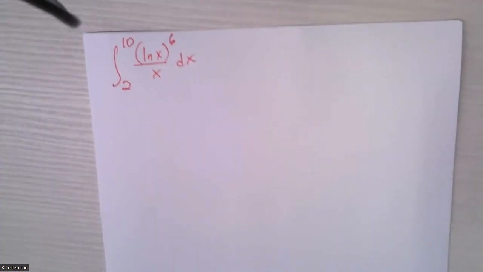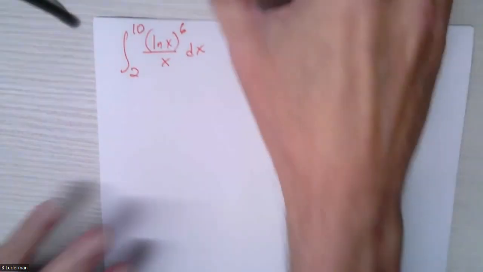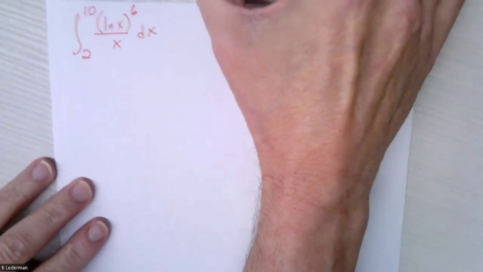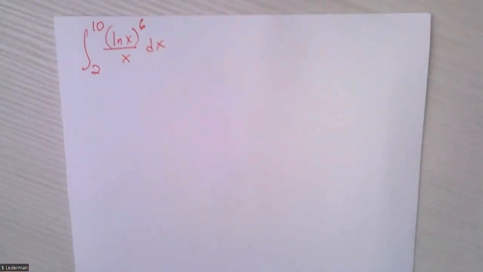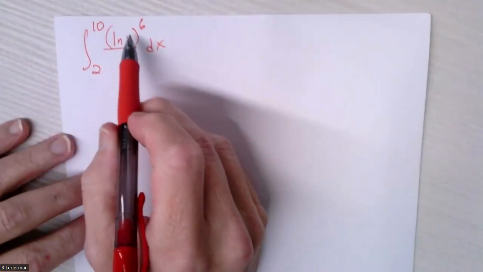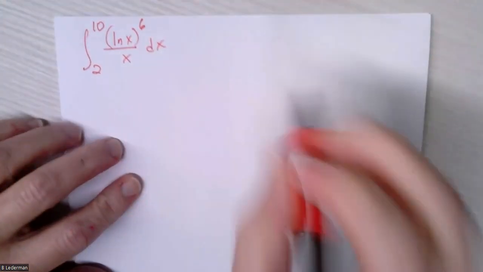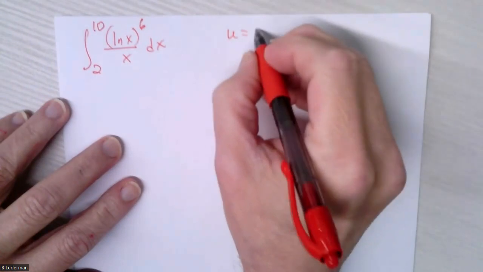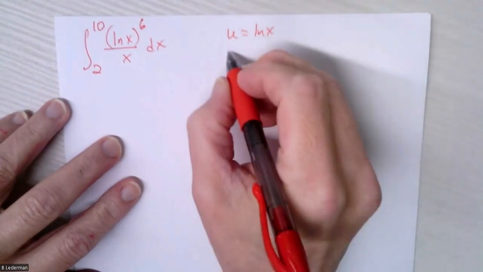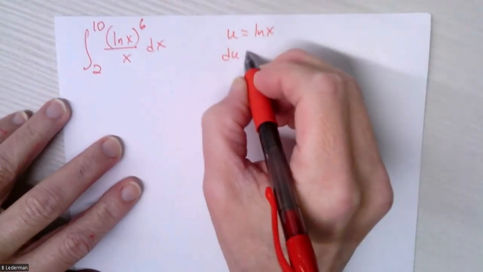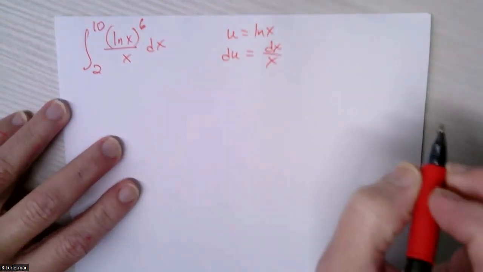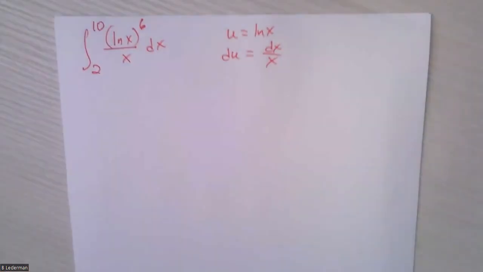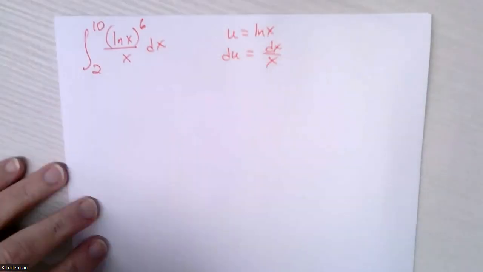Let's do the integral from 2 to 10 of (ln x)^6 over x. So I'm going to let u equal ln x. du is going to equal dx over x, which is very convenient because I have a dx over x right there.